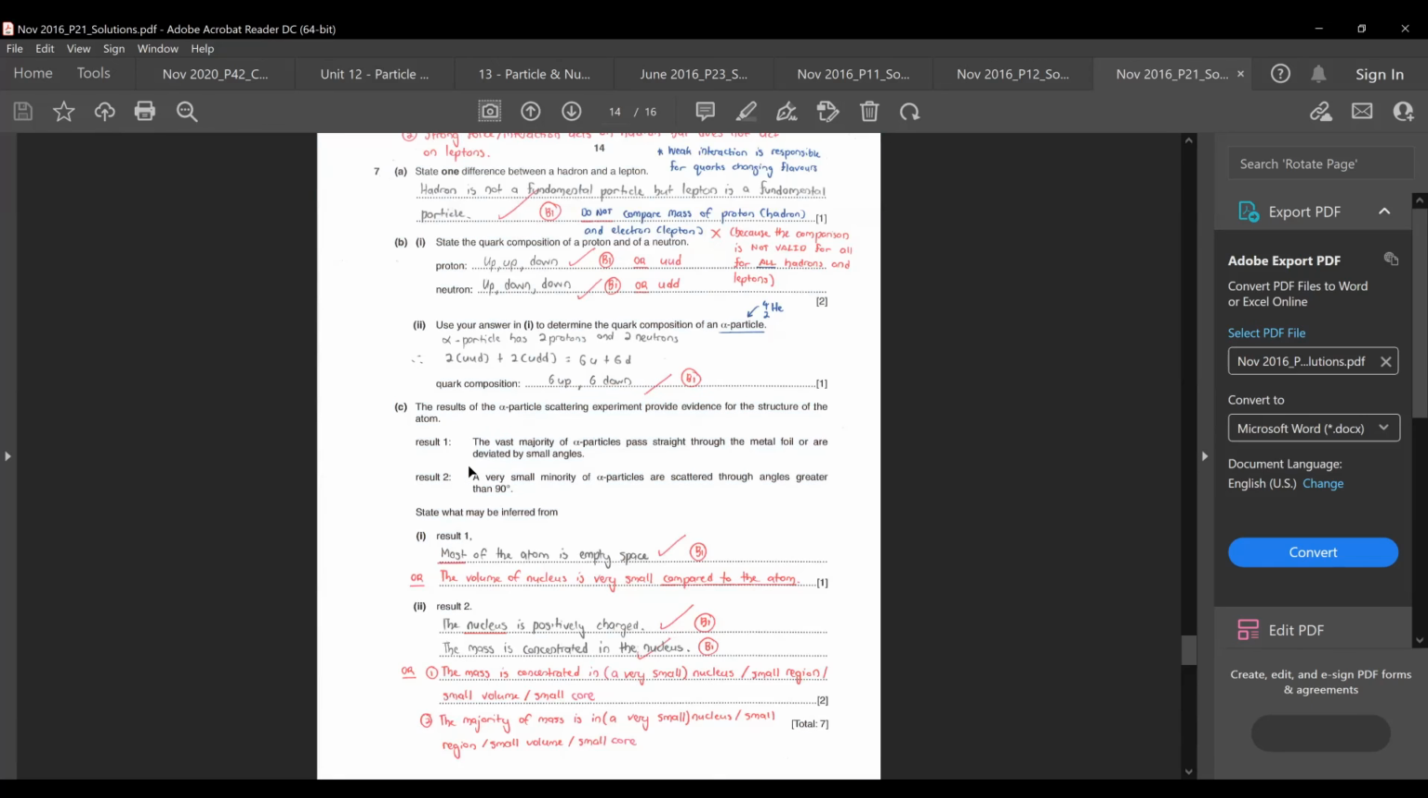If you see result 2, a very small minority of alpha particles are scattered through angles greater than 90 degrees, then you have two conclusions there. You can just say that the nucleus is positively charged and the mass is concentrated in the nucleus. It's a standard set of observation and a standard set of conclusion. Particularly when they say that your alpha particles are scattered by more than 90 degrees, it's always these two conclusions. So just remember what I wrote in the first page of the notes and match them to the correct observations and you should be fine.